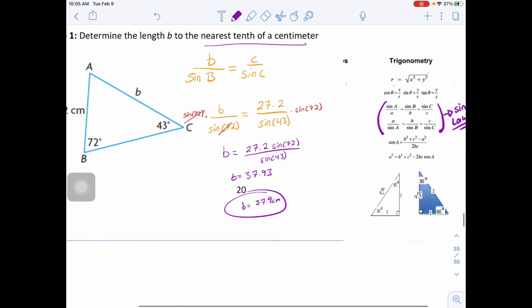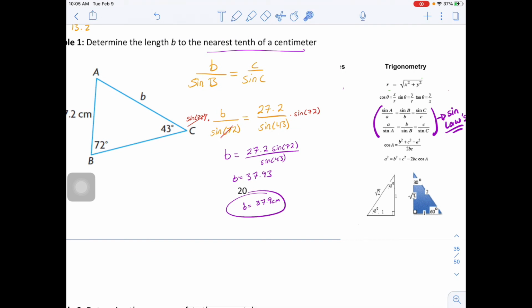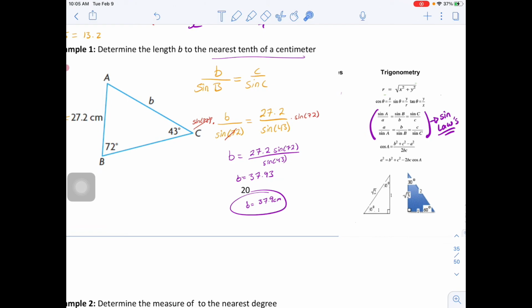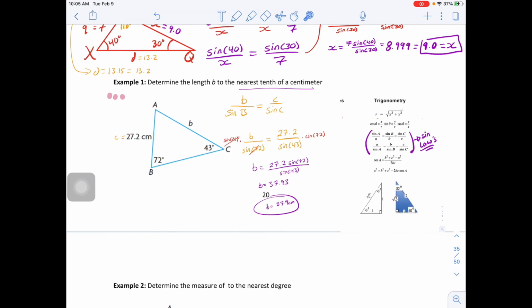And there's your solution. Now ask yourself, would you be able to find this side length B to C? You absolutely could. You do what we did above. Find this angle, repeat. So if you want to practice, definitely try and find B to C here. If you have any questions on this question, please come ask. But we are going to move on to example 2.